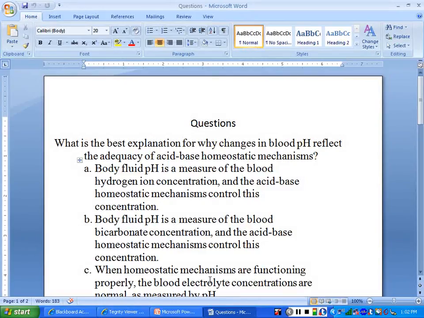Okay, a pH of 7.32, a bicarb of 28, and a CO2 of 44. Let me make sure I'm looking at this right. 35 to 45. If I'm looking at this right, let me step back. Okay, pH, is it high or low? Low. Okay, our bicarb is high. Okay. And CO2 is okay.